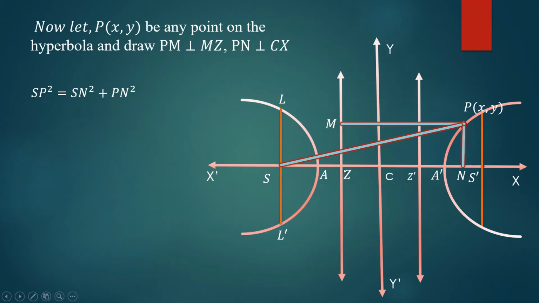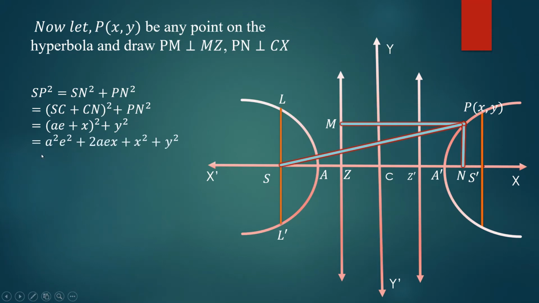Now we can write SN is equal to CS plus CN. As this point is P(x, y) and this C is the origin here, therefore this length CN is equal to x and PN is equal to y. Putting the values of CS, CN and PN, we get CS is equal to ae, CN is equal to x and PN is equal to y. And squaring we get a square e square plus 2aex plus x square plus y square.